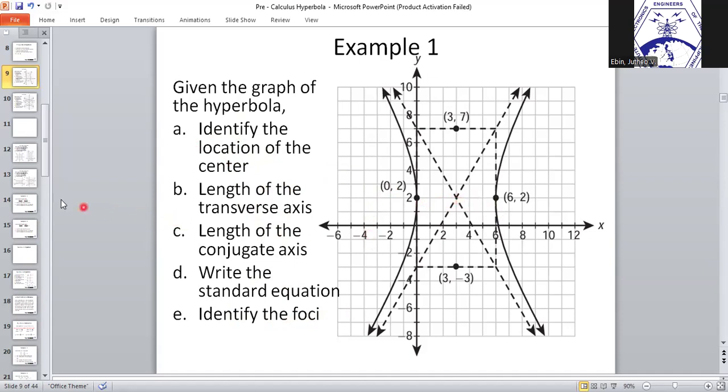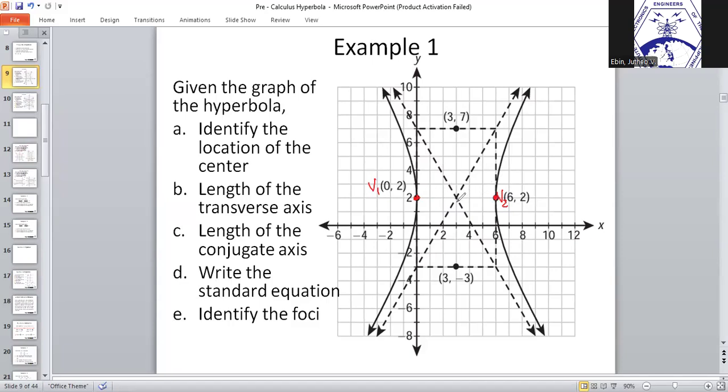Since yung ating center is the midpoint of the vertices or midpoint of the transverse axis. So based on our given, ito yung vertices natin, vertex 1, vertex 2. Ayan. So yung midpoint nito, nandun yung ating center. So we can use the midpoint formula. Or, since given yung graph, pwede nating by observation na lang. Kahit hindi mo na gamitin yung midpoint formula.